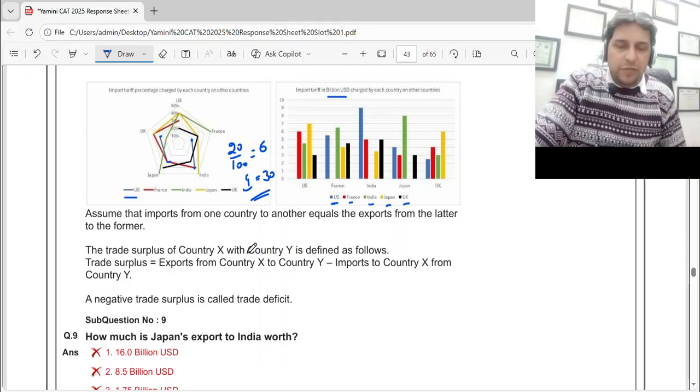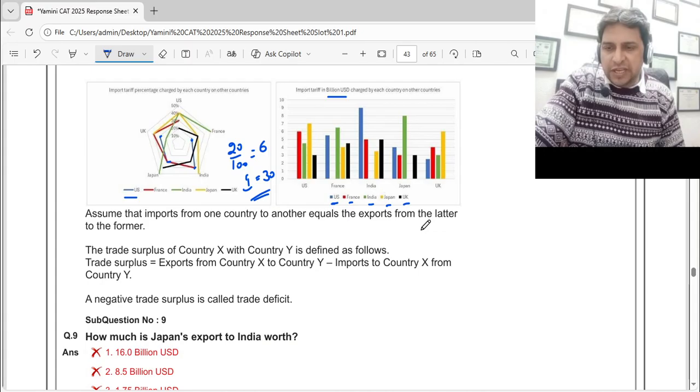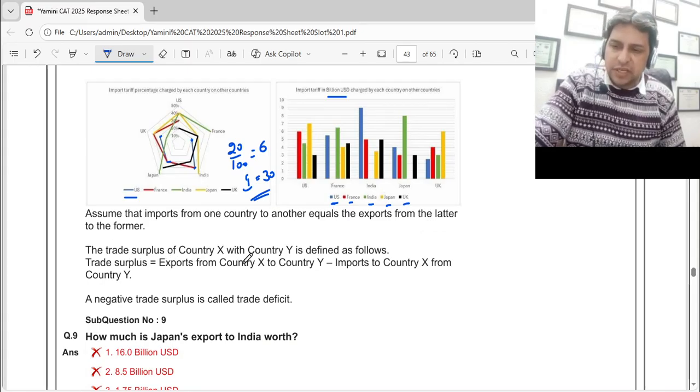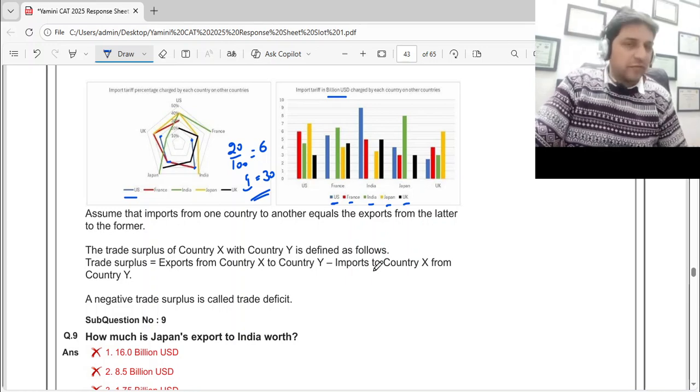There's some more information. Assume that imports from one country to another equal the exports from the latter to the former. The trade surplus of country X with country Y is defined as exports from country X to country Y minus imports to country X from country Y. That is the information they have.